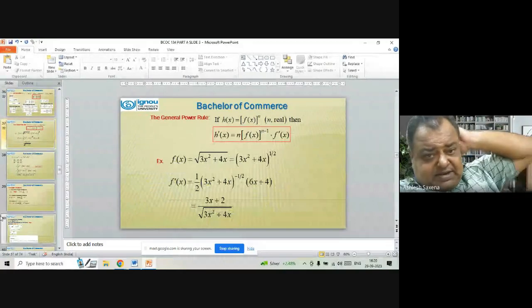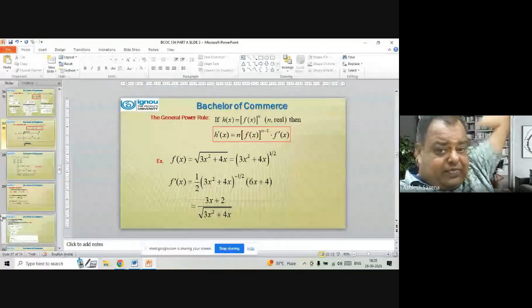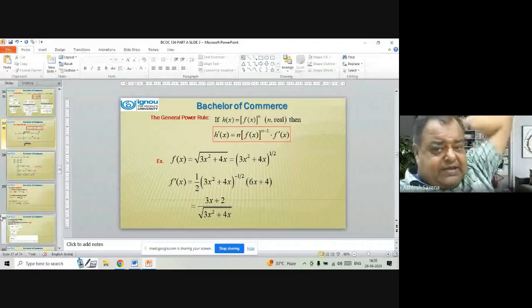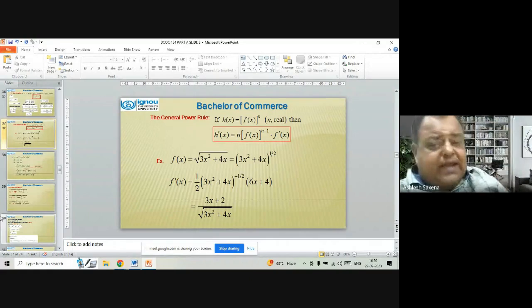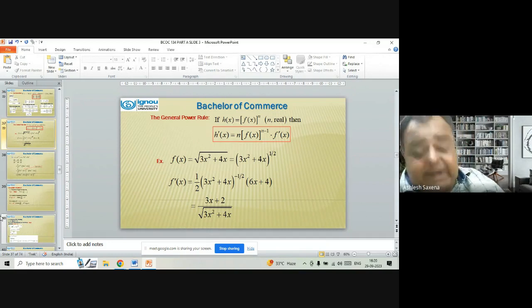Another case for the power rule. We have h(x) = f(x)^n, where n is a real number. Technically, we bring this n in front of f(x), reduce the power by one, and then differentiate f as well.